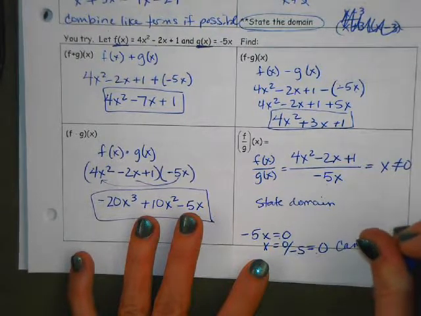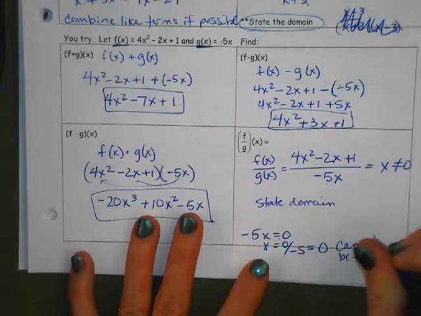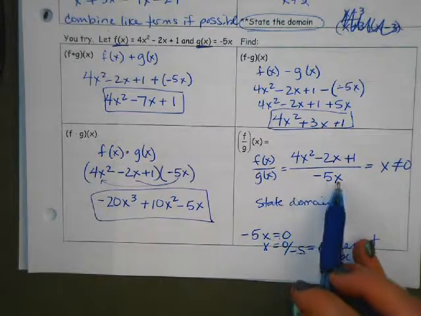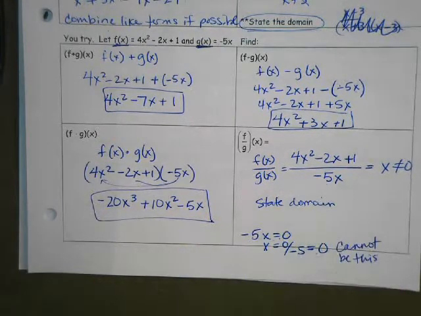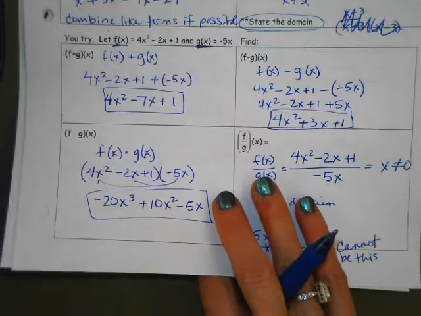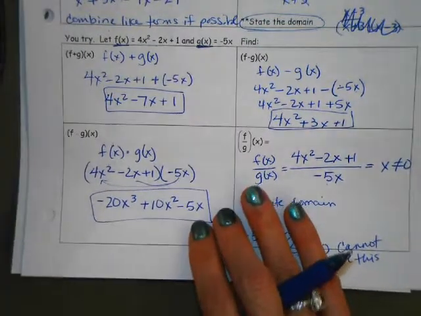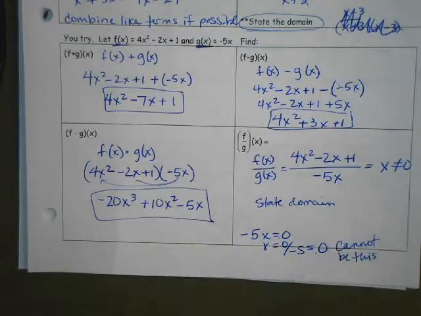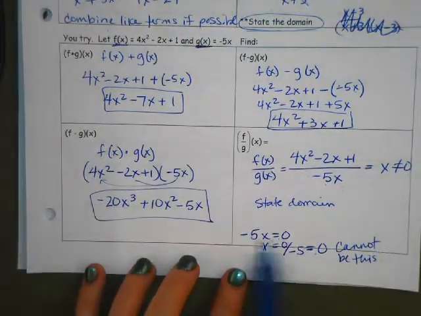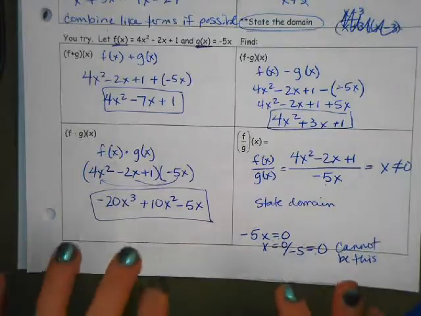Could it not be negative 5? No, because negative 5 times negative 5 gives you a positive 25. Because you cannot divide by 0, you're trying to find what makes the denominator 0. Whatever it is, it's not that. It's saying that this is the answer, but it can't be 0. Well, it's saying this is 0, and you don't want that.